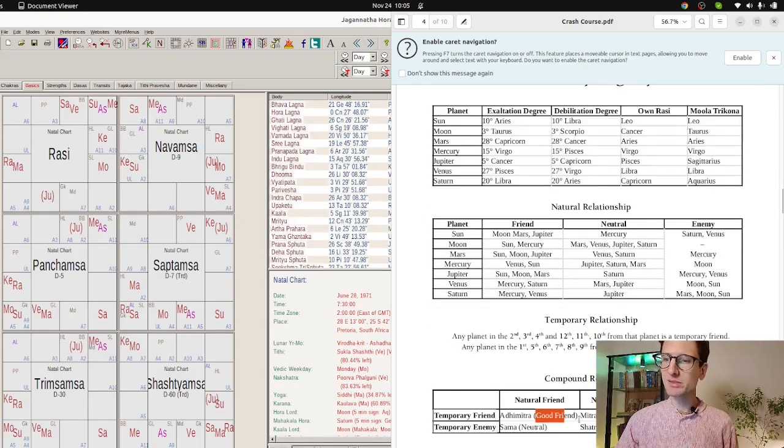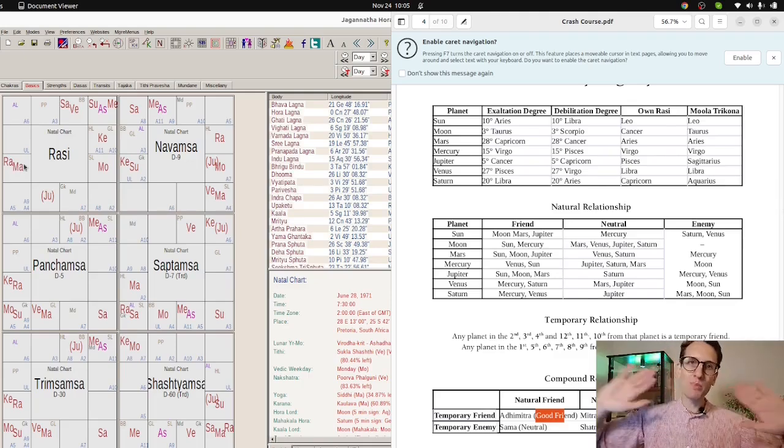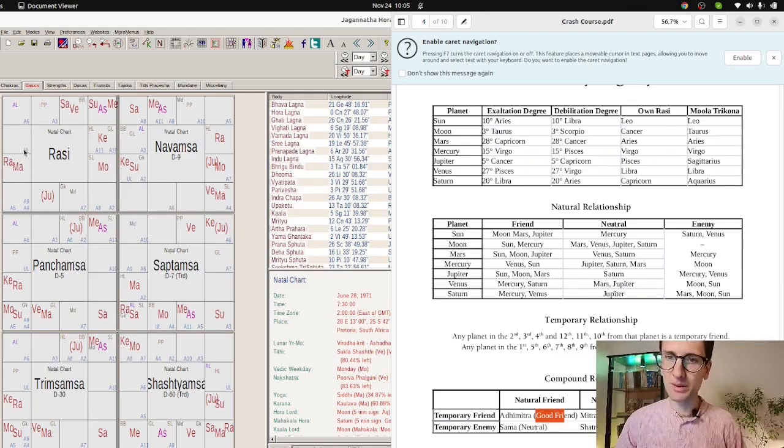And the third best is good friend's house. Then is friend's house, then neutral house, then enemy house, then bad enemy house, and then debilitation. So this is kind of the simplified version of dignities. So Jupiter is like in the third best possible place. Mars, we have already said, is exalted, is in the maximum best place you can be.